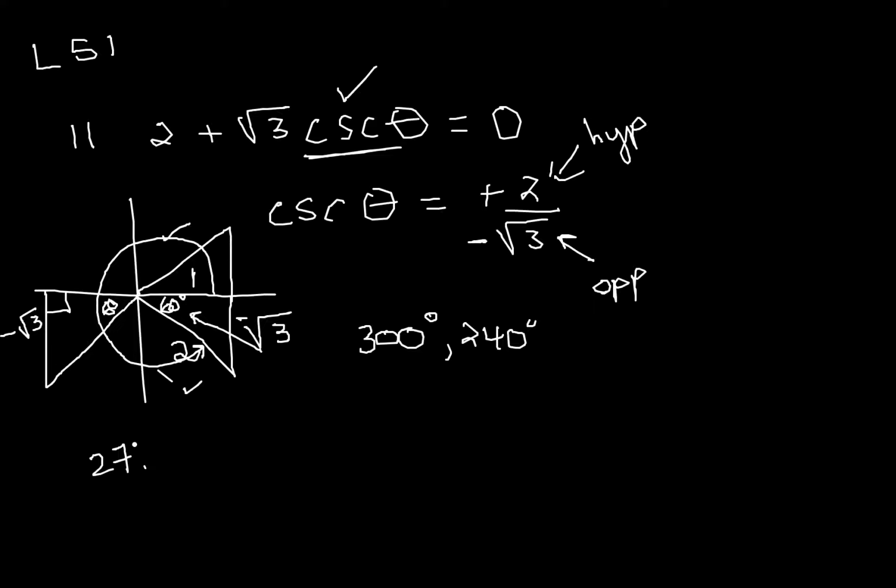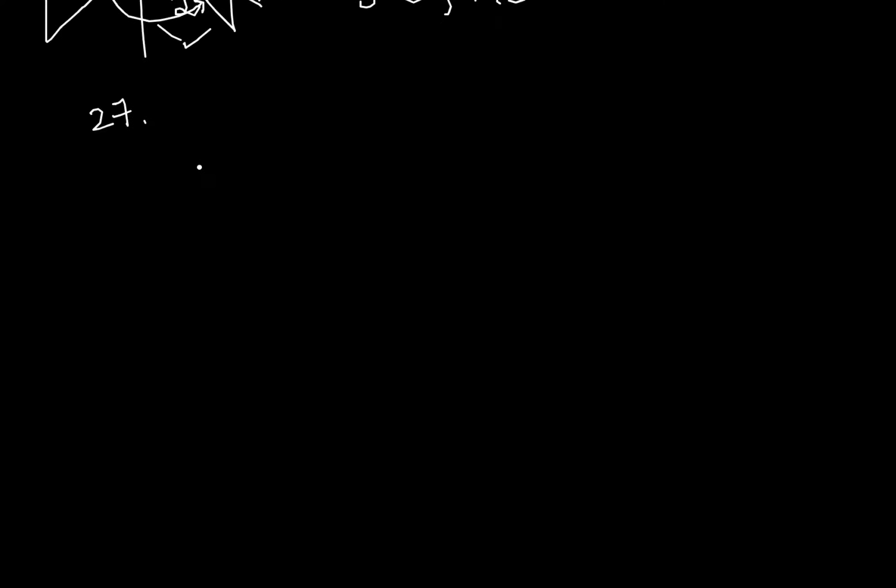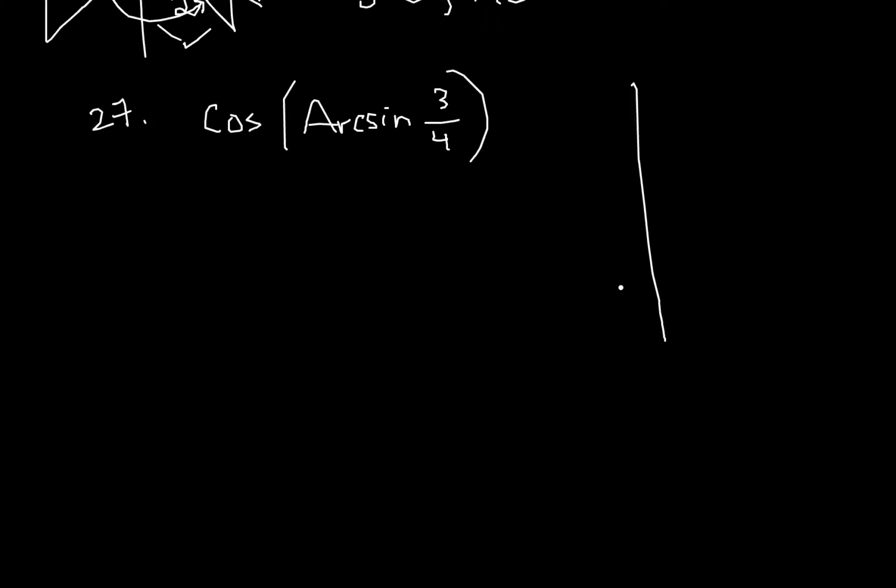Okay, and the last one before we talk about your test, 27. This is the same thing as we just did, but these are always tricky. This one is cosine of the arc sine of 3 over 4. So you have to do the triangle, 3 over 4.